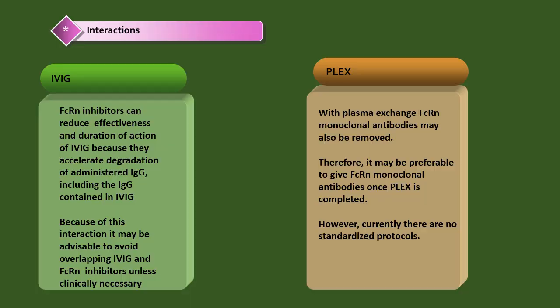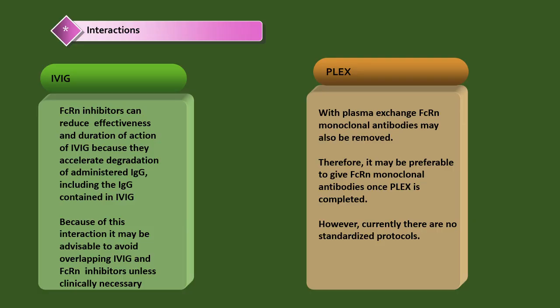Interactions. IVIG. FcRn inhibitors can reduce effectiveness and duration of action of IVIG because they accelerate the degrading of administered immunoglobulin G, including the immunoglobulin G contained in IVIG. Because of this interaction, it may be advisable to avoid overlapping IVIG and FcRn inhibitors unless clinically necessary.